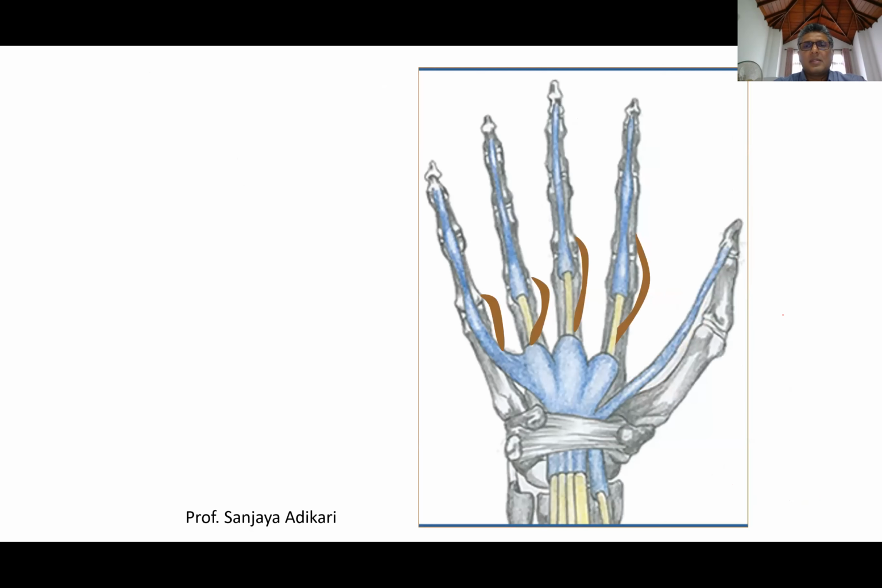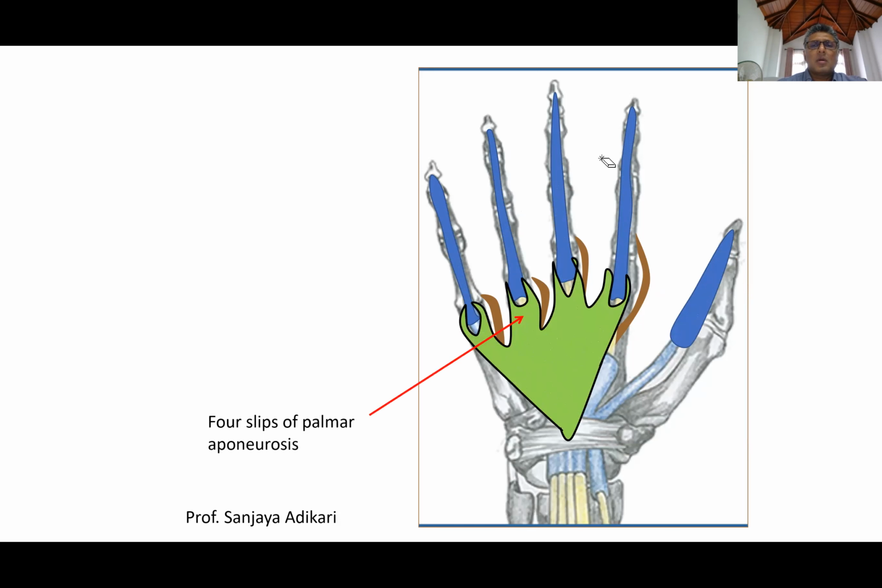Then your lumbricals take origin from the flexor digitorum profundus tendons, and they are attached to the extensor expansion at the back. If I put in the fibrous flexor sheaths, these cover the synovial sheaths. And for the palmar aponeurosis, there are 4 slips, again dividing into 2 slips attached on either side of the fingers, at the proximal phalanx.